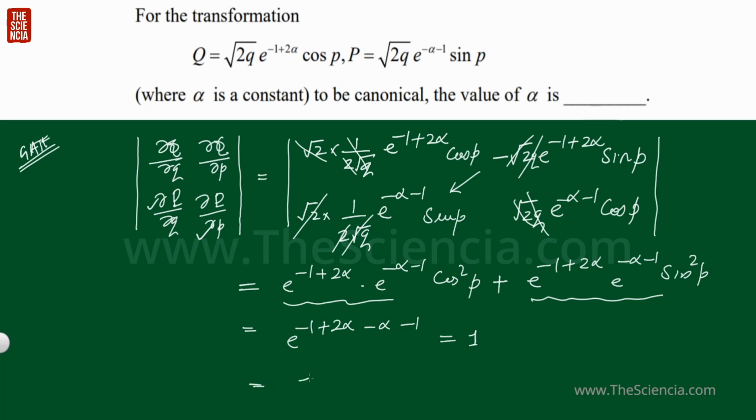That is equal to e raised to minus 2 plus alpha equal to 1. So this total term should be equal to 0. Then only we get e raised to 0 equal to 1. So we get alpha equal to 2.